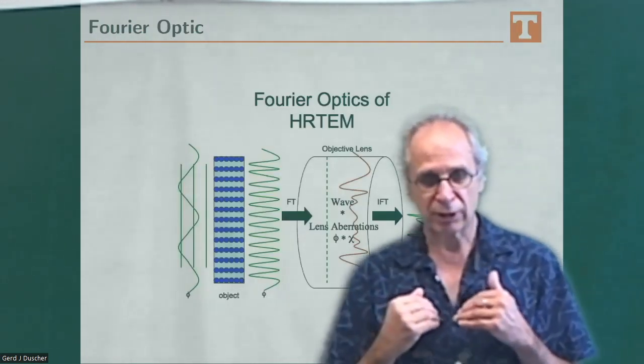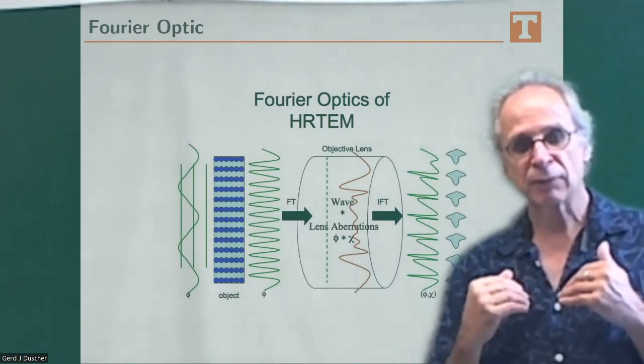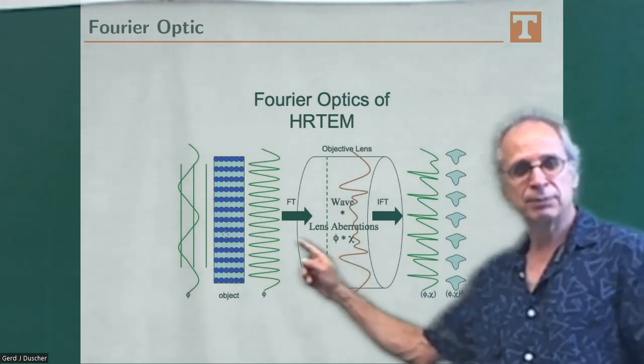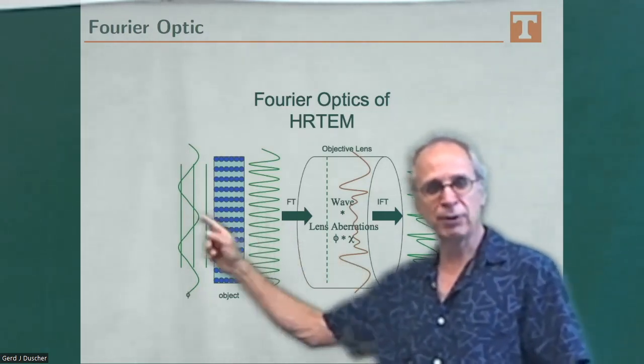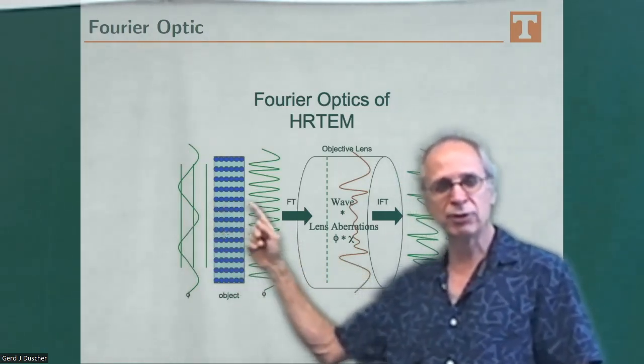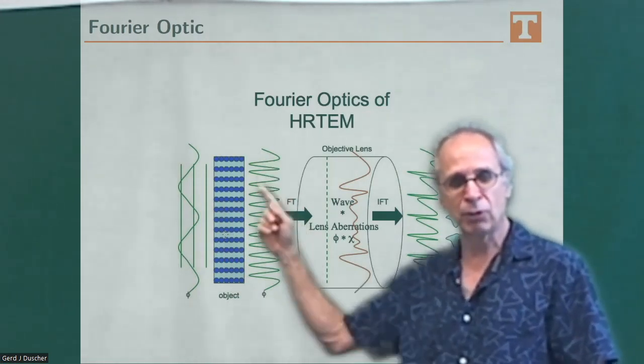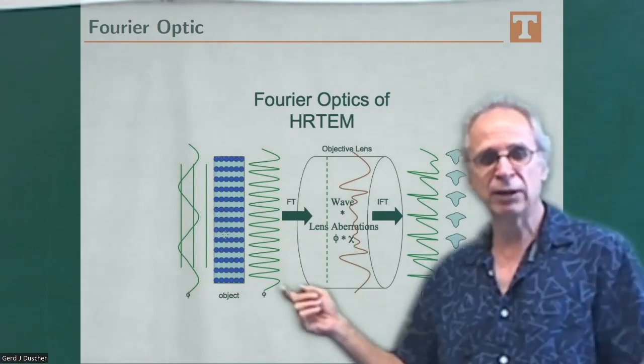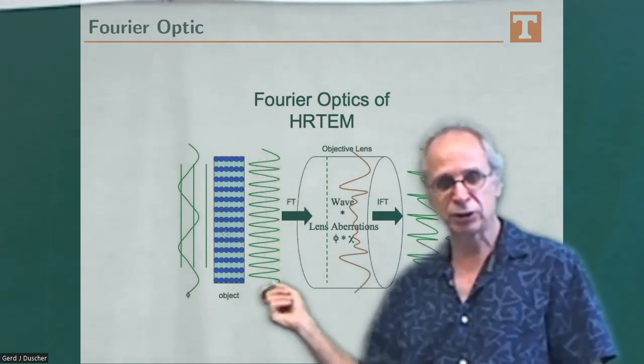For the phase contrast, let's talk about our sample, which is hit with a plane wave. This plane wave is modulated by our object. So now we have an object function.